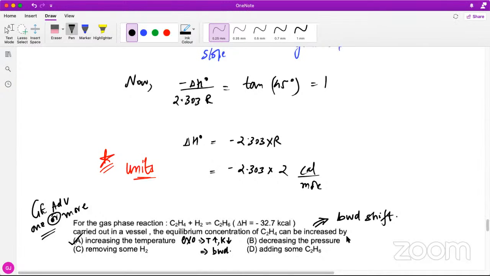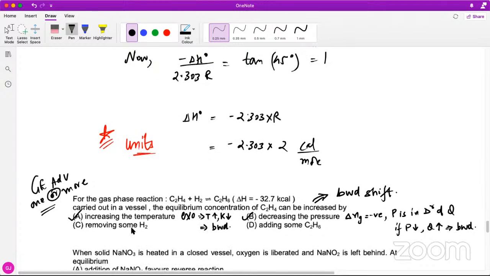Decreasing the pressure. How do we judge pressure का impact? यहाँ पर मैं देखूंगा तो डेल्टा Ng नेगेटिव है, राइट? तो प्रेशर इज इन डिनोमिनेटर ऑफ Q, है कि नहीं? Yes. So if denominator decreases, pressure decreases, then Q क्या हो जाएगा? Increases. Increases implies shift किधर होगा? Backward. तो ये भी ठीक है.